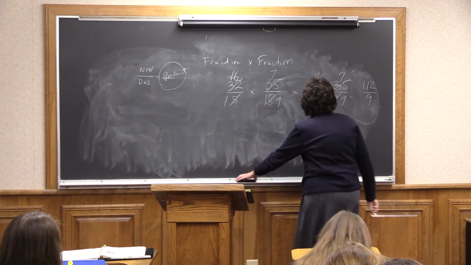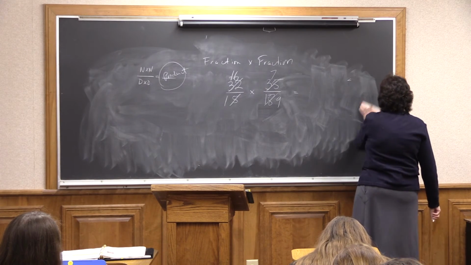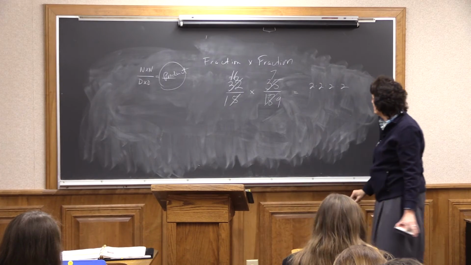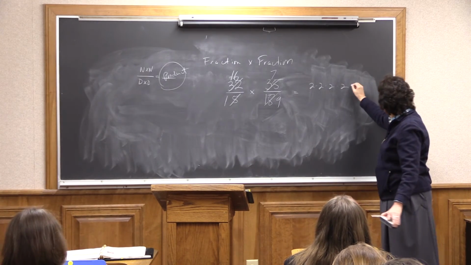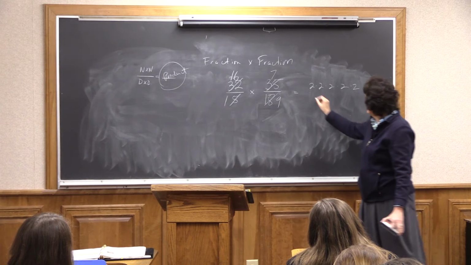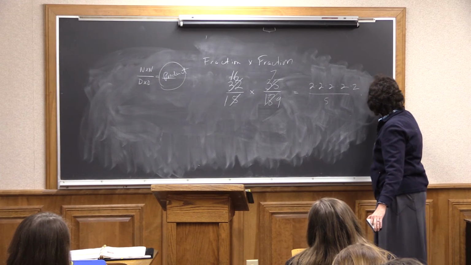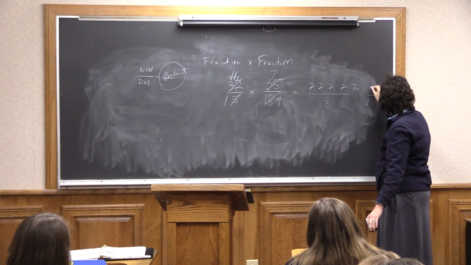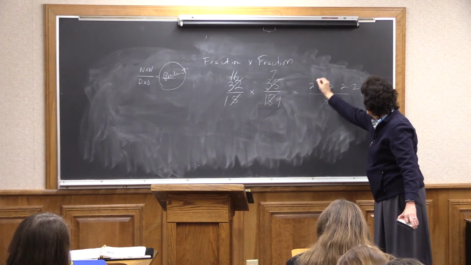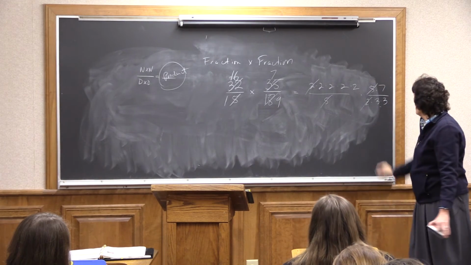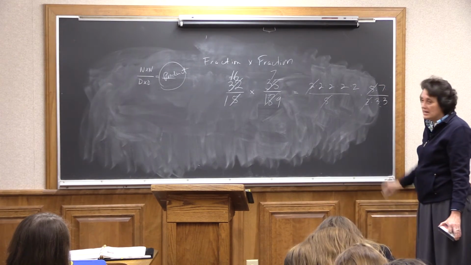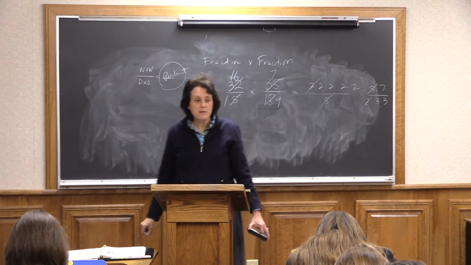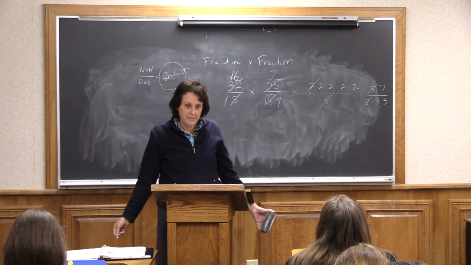Or I can do it in prime factored form. 32 is 16 times another 2. 5 is 5. 35 is 5 times 7. 18 is 2 times 9. So I can see there's the 5 and there's a 2. That does leave me with 16 times 7 and 9. So cross-canceling is just a way. What would be the point of multiplying it out and dividing it back?